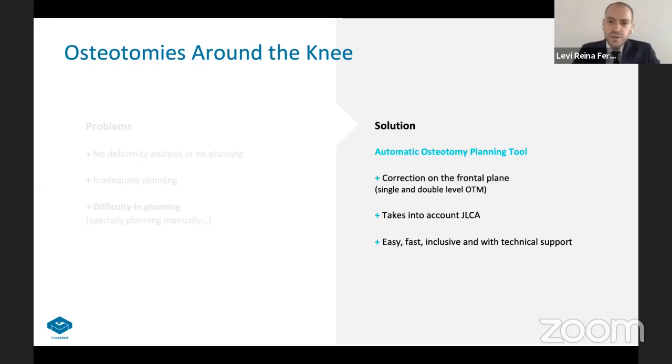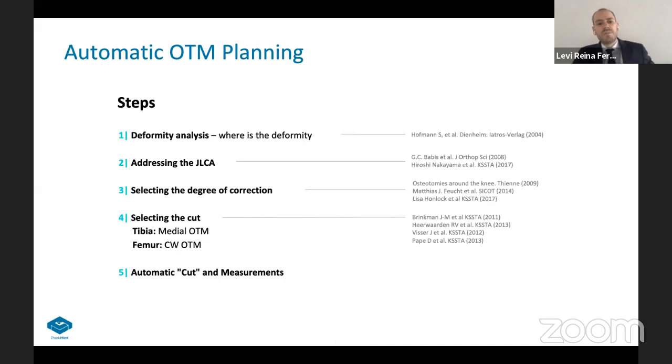So the solution was an automatic osteotomy planning tool that allows the correction on the frontal plane, both single and double level osteotomy, that takes into account the joint line congruency angle, that is easy, fast, and has our full technical support. So the steps: first you start with the deformity analysis, then you choose to take into account the joint line congruency angle, then you select the degree of correction, then you mark the cut, and then you do the automatic cut and measurements.